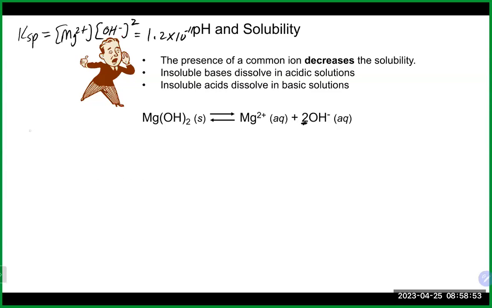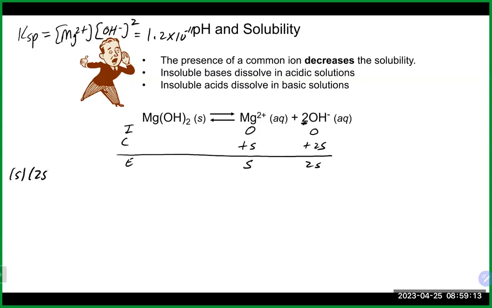We will go through our ice table here, which would be 0 and 0. Change would be plus S and plus 2S. And that means at equilibrium, we would have S and 2S. Putting that into our Ksp expression would give us S times 2S, and we do again need to square it because of the coefficient, which would equal 1.2 times 10 to the minus 11.